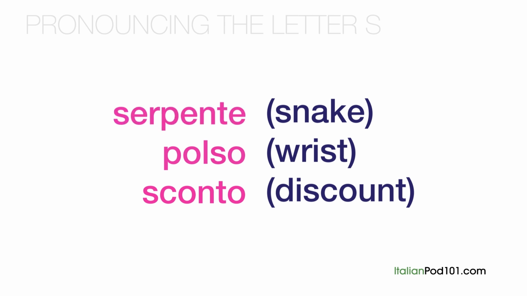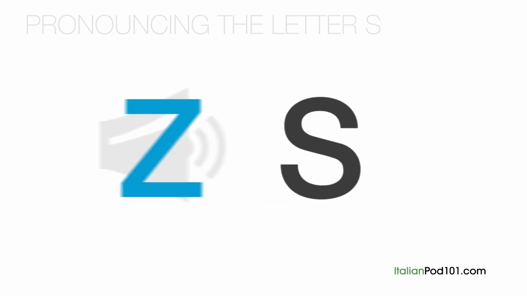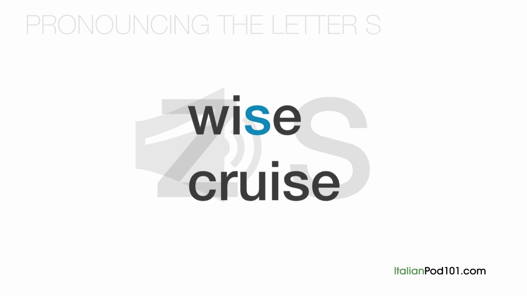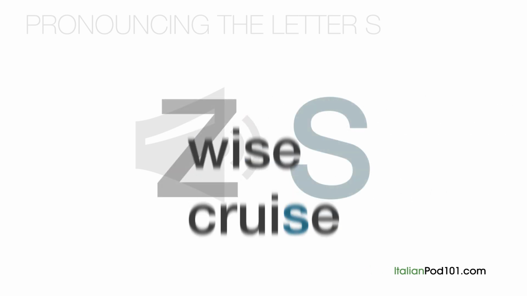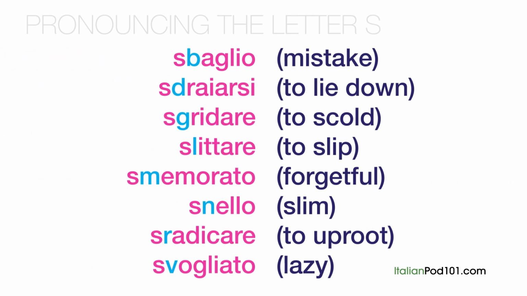Serpente. Polso. Sconto. But sometimes the letter S may sound like a Z sound. If you think about it, it's the same for English, like in the words wise or cruise. The letter S takes on a Z sound when it precedes any of the following voiced consonants. Listen to a few examples.